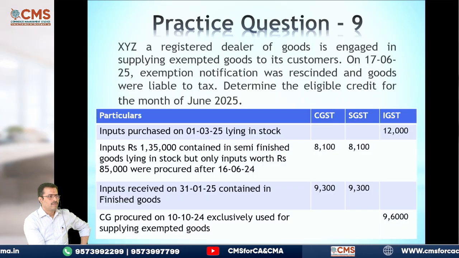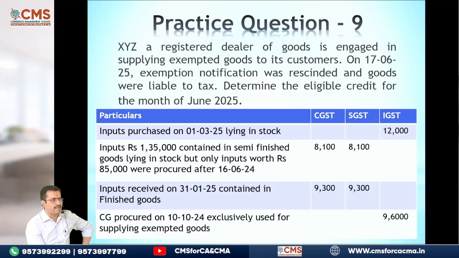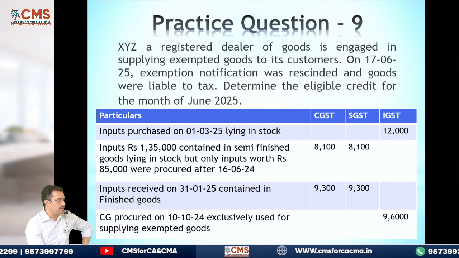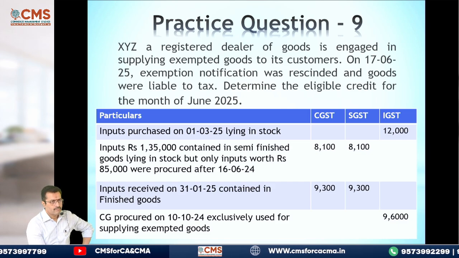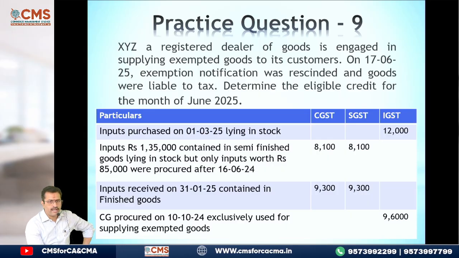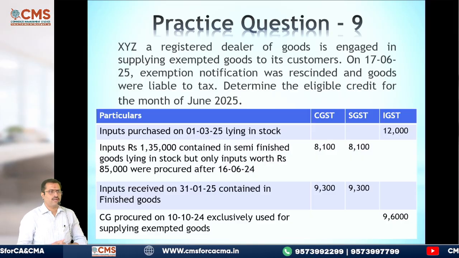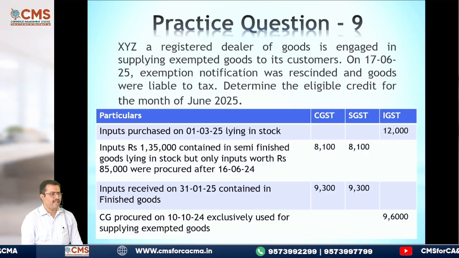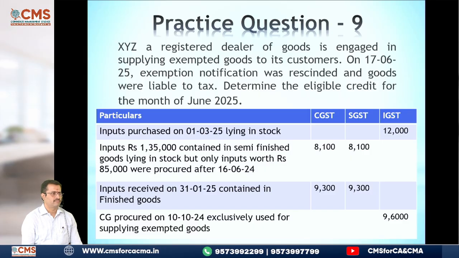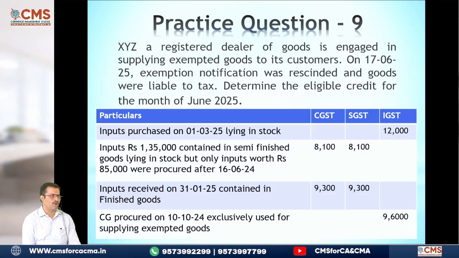Put it in the bracket. You write inputs contained in semi-finished goods. Please write that. In bracket you write 8,100 into 85,000 divided by 1,35,000. Chalo, how much, beta?